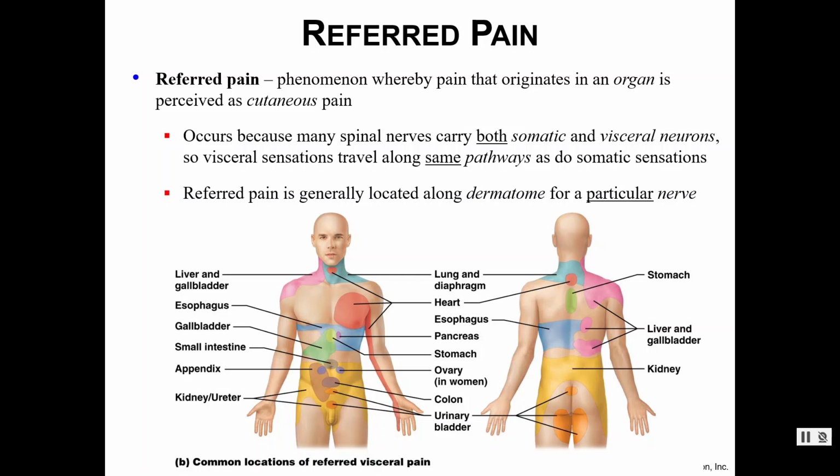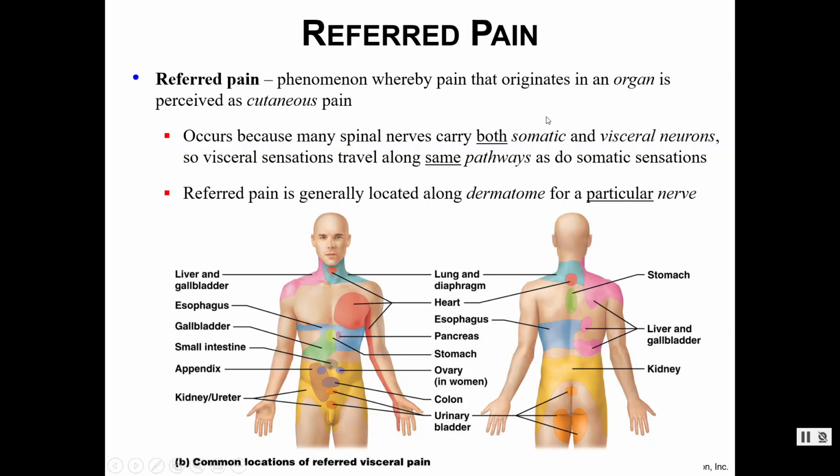This happens because many of your spinal nerves carry both somatic and visceral neurons. So the visceral sensations go along the same pathways as the somatic ones. So basically the signals are kind of getting crossed. The referred pain is generally located along a dermatome for a particular nerve.